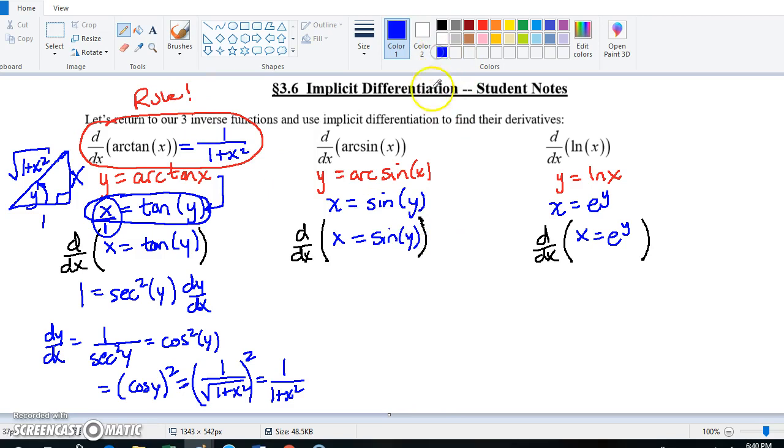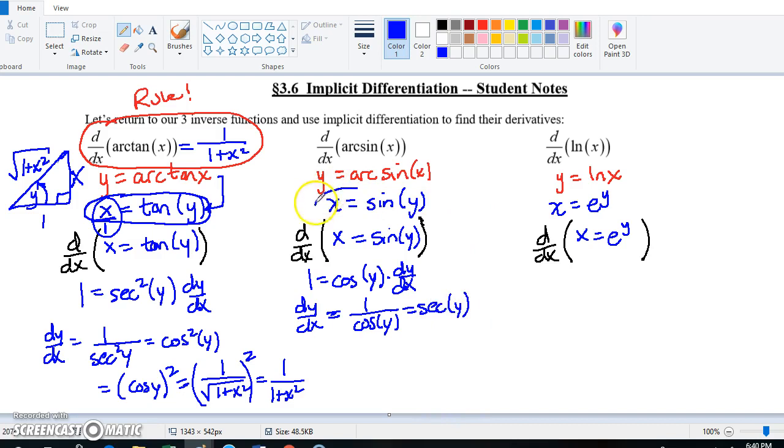All right, let's do the same thing with arcsine of x. We're going to rewrite y equals arcsine of x as x equals sine of y. We're going to differentiate both sides. The derivative of x with respect to x is 1. The derivative of sine is cosine of y times dy dx. Solve for dy dx. We get 1 over the cosine of y. That is the same as the secant of y.